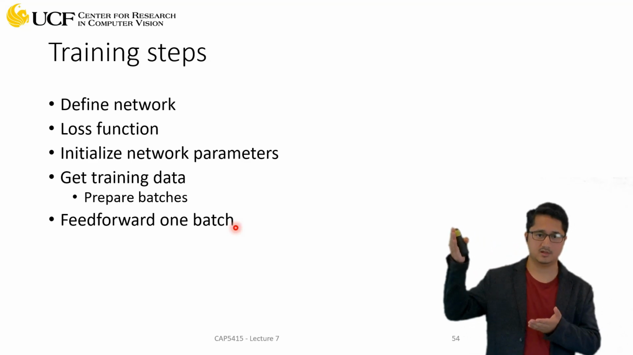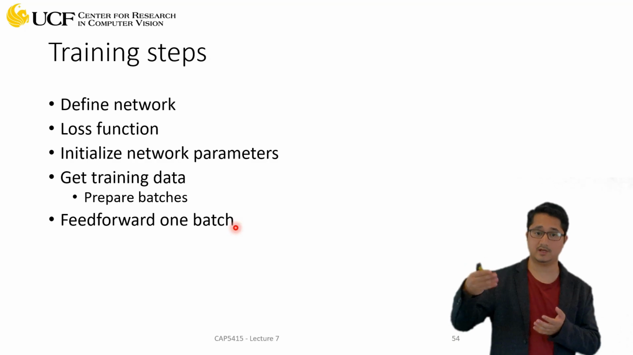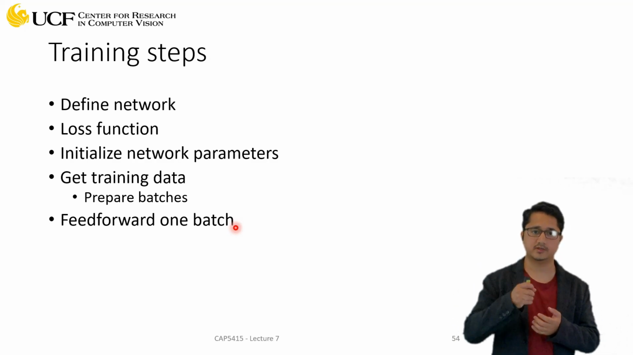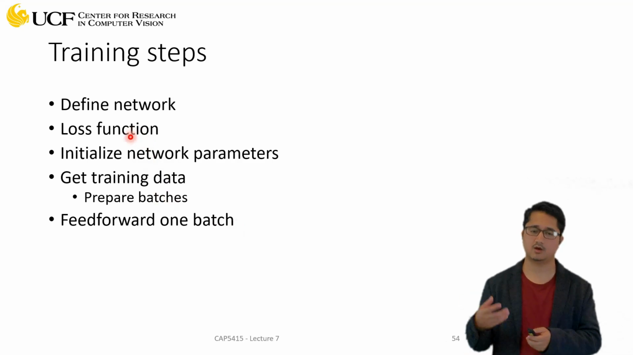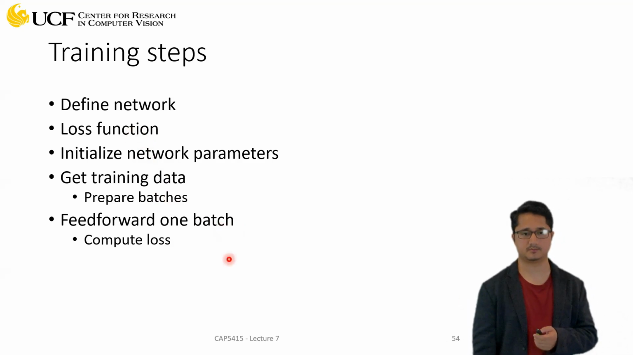And so now what will happen? You will have 16 different predictions from the network, and you will have corresponding ground truths as well. So using your loss function, you will compute the loss value, like how good your network is doing on those samples. Okay, we'll compute the loss.